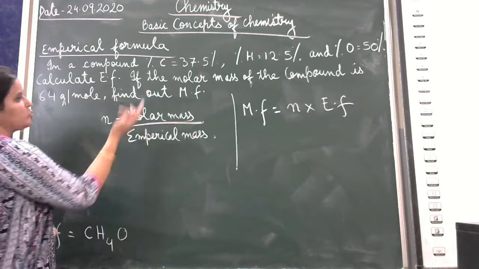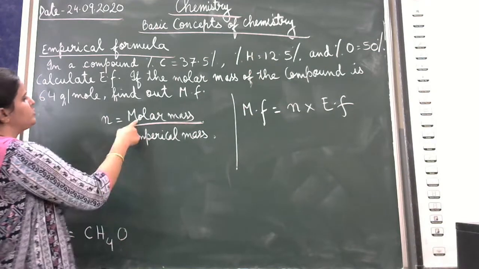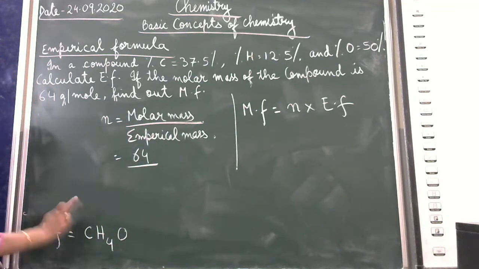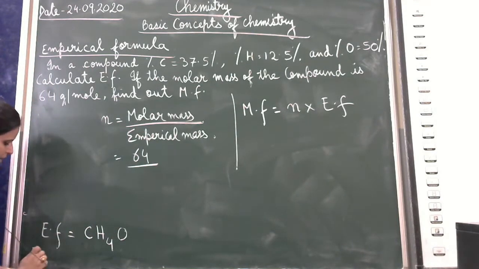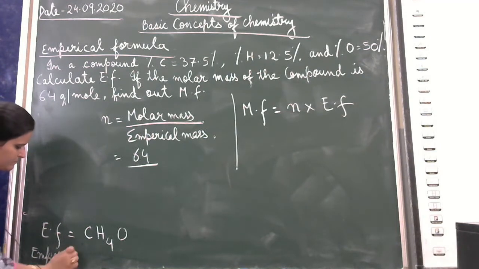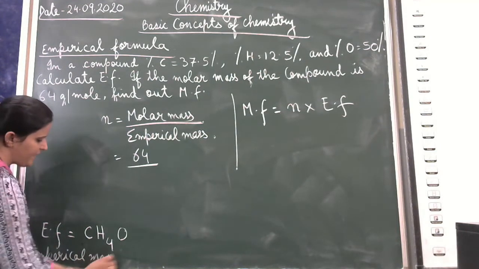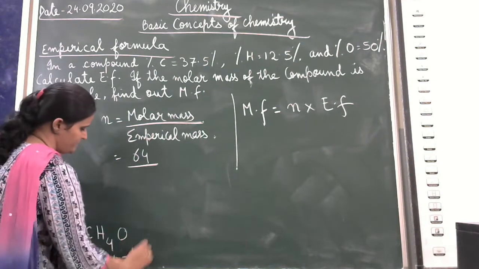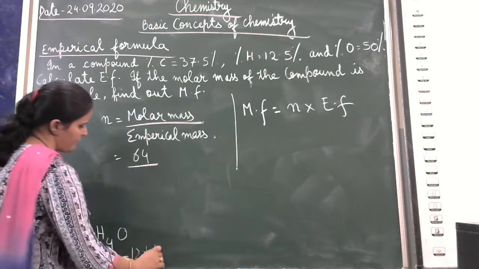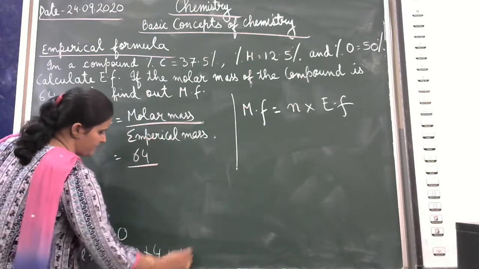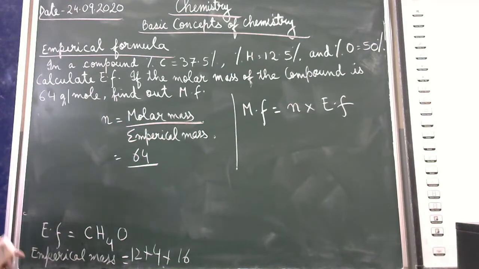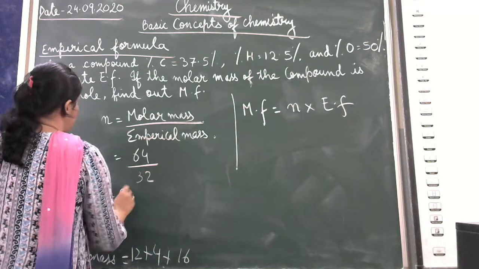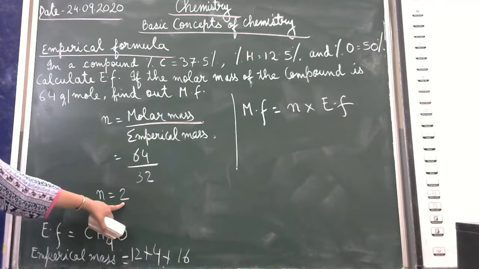So to calculate that n, what am I going to do? Molar mass is 64 gram per mole, and the empirical mass, this is the empirical formula, how will I calculate it? Just add up the atomic masses of this formula. Carbon is 12, hydrogen is 1, there are 4 hydrogens, oxygen is 16. So 16 plus 4, 20 plus 12 gives me 32. So the value of n is coming up to exactly 2.